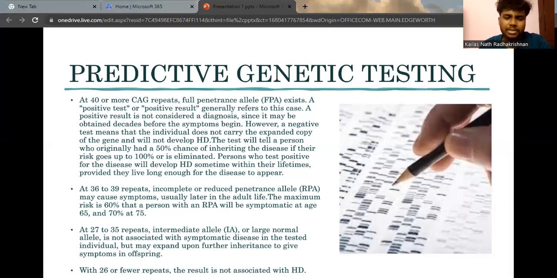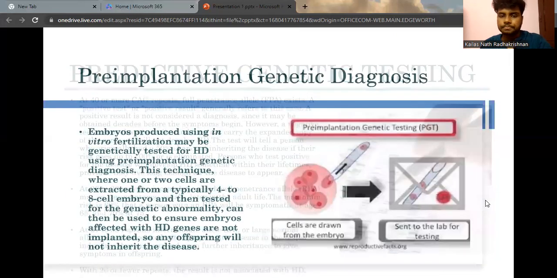And 36 to 39 repeats, an incomplete or reduced penetrance allele, may cause symptoms, usually later in adult life. The maximum risk is 50% that a person with a reduced penetrance allele will be symptomatic at age 65 and 70% at 75. At 27 to 35 repeats, an intermediate allele or large normal allele is not associated with symptomatic disease in the tested individual, but may expand upon further inheritance to give symptoms to offspring. With 26 or fewer repeats, the result is not associated with Huntington disease.